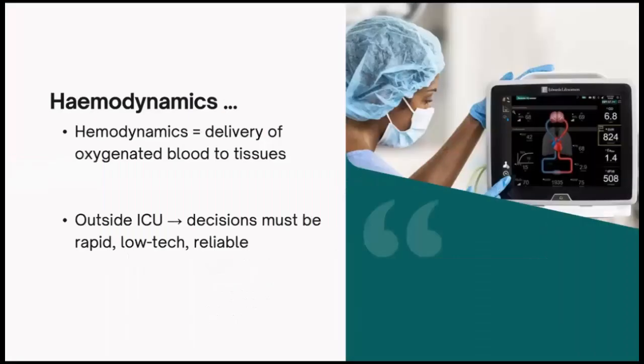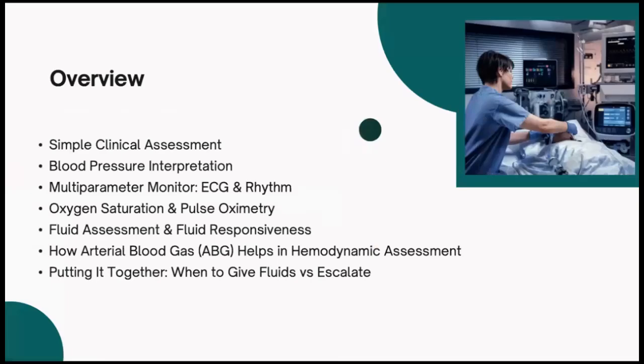If you look at hemodynamics, basically it is the delivery of oxygenated blood to the tissues. And outside the ICU, it should be a very rapid decision, low tech, and reliable. So let's look at what clinical assessments we can do. How can you interpret blood pressure in very simple ways? How can you look at a multi-para monitor and tell about the ECG, the rhythm, and what the outcome of it is? And then oxygen saturation and pulse oximetry: is it only telling about the saturation, or is it something else?